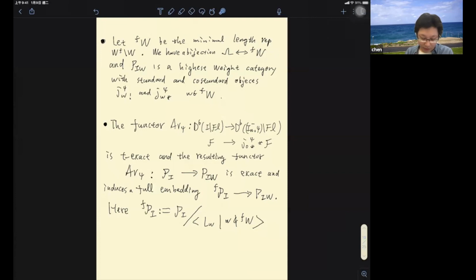Okay, and finally, the most important thing is that we have this Whittaker averaging functor, which I denote by Av, which is just given by convolution with this co-standard object. Convolution from the left gives this Whittaker averaging. And this functor is t-exact. And moreover, the induced functor on the abelian category is exact, and induces a full embedding of functors through this quotient category.